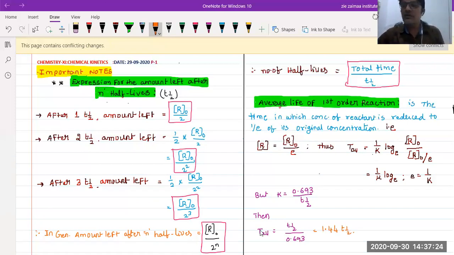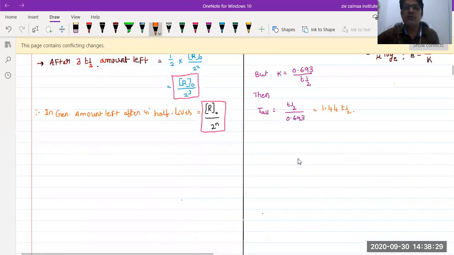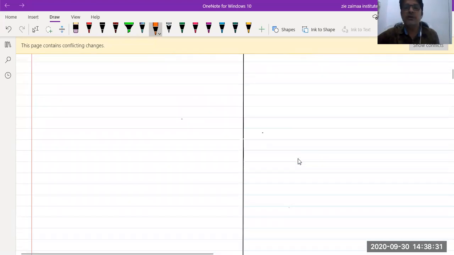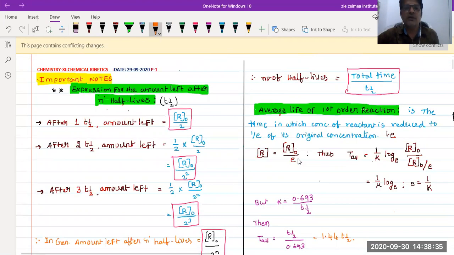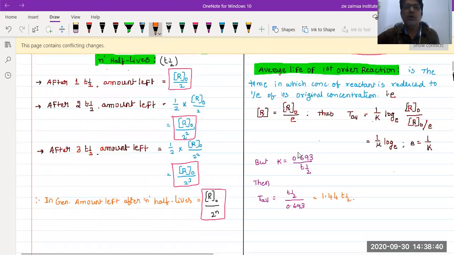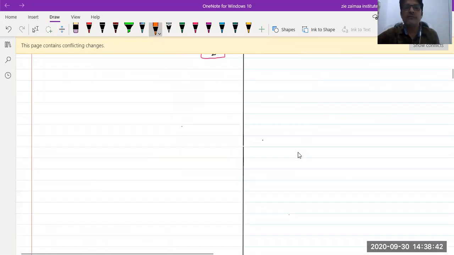Next, I'm going to give some more relations about the orders of the reaction, like zero order, first order and second order. Okay, let us continue on the next page. If you want, you can take a screenshot of this one.